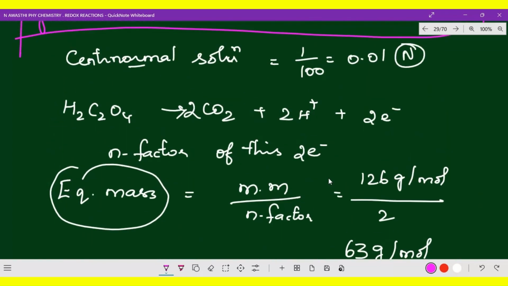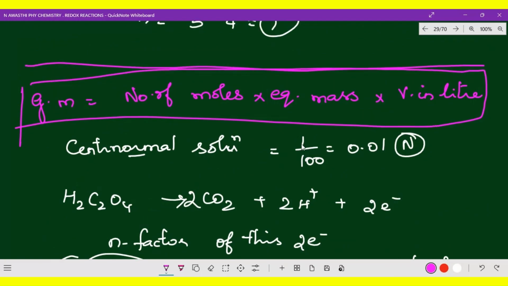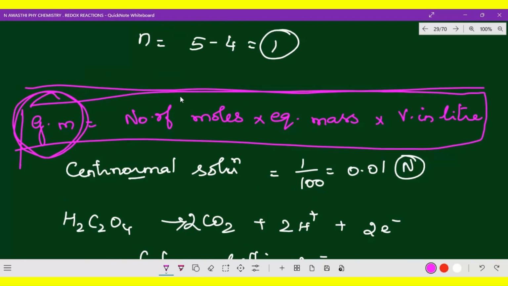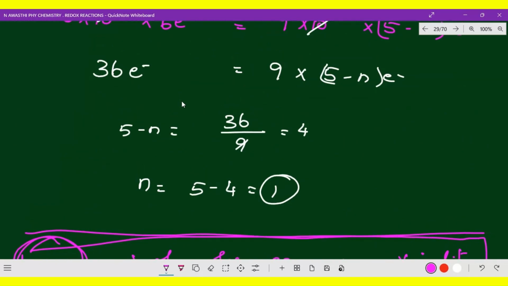And one more statement I will bring to you. We can go directly for the given mass statement. Given mass equals number of moles into equivalent mass into volume in liter. Here you can also utilize normality instead of number of moles. I hope you got a clear idea about these concepts.